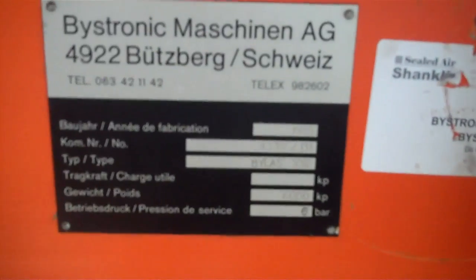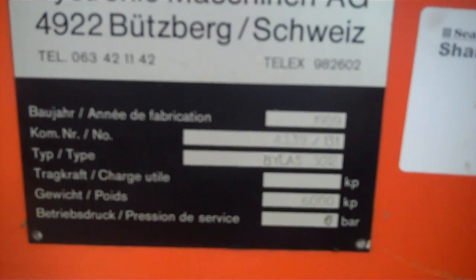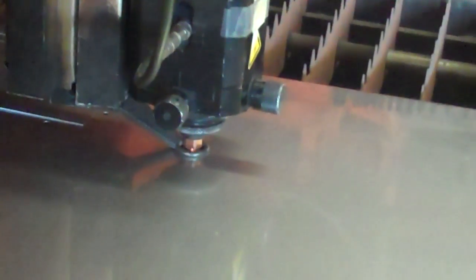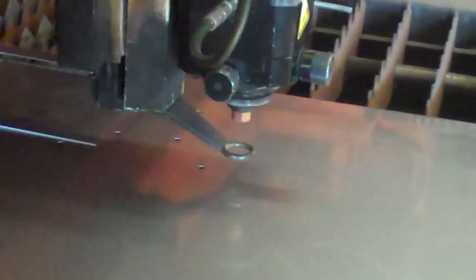It is a 1989 unit, number 4339/131, Bystronic 3012, that's the model 3012. It's our control station. We got the laser cutting a quick little, doing some holes right now. This is the complete control station included here.